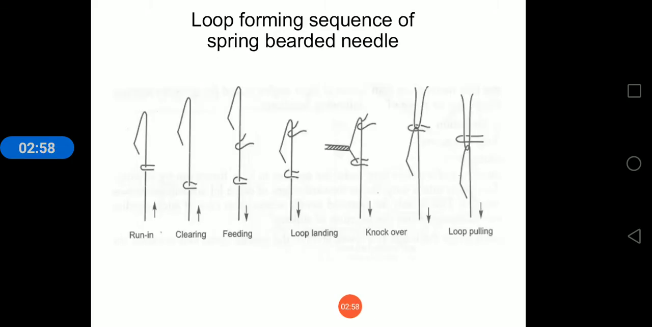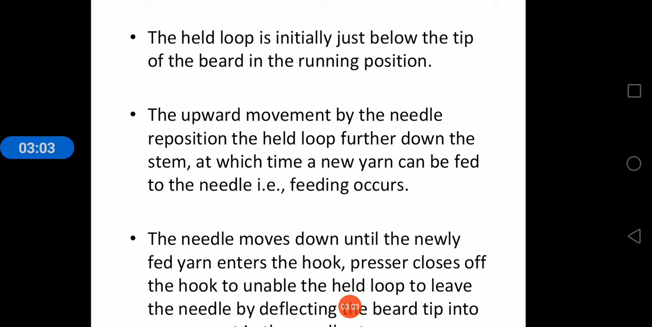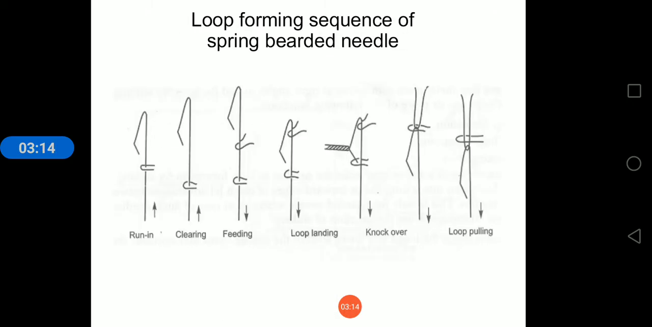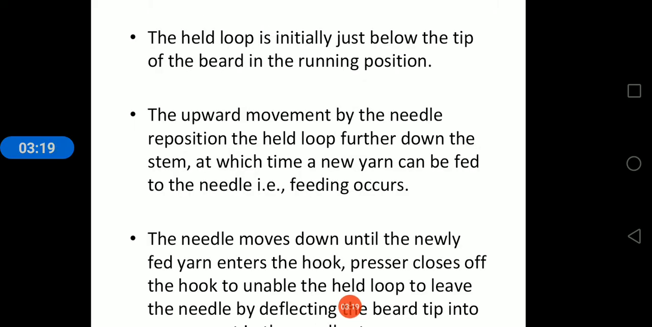Loop formation of spring beard needles. In this type of needle, the held loop is initially just below the tip of the beard in the running position. Means the first figure, initially it is a running position. The upward movement of the needle repositions the held loop further down the stem, at which time a new yarn can be fed to the needle. Feeding occurs. The needle moves down until the newly fed yarn enters the hook.